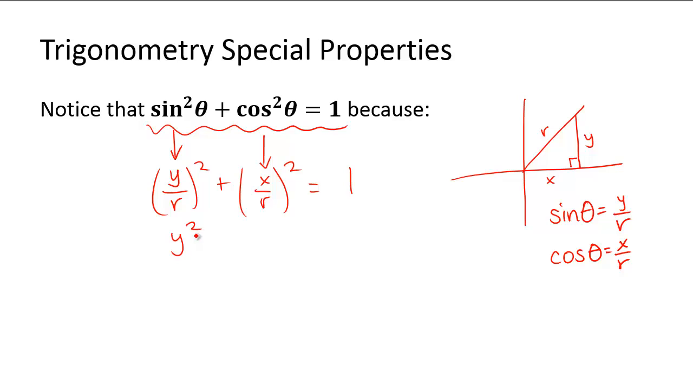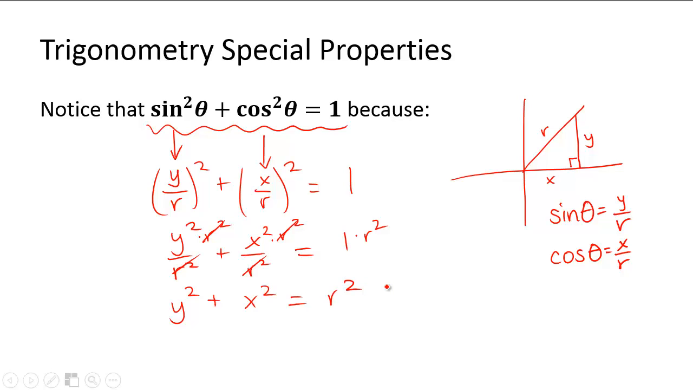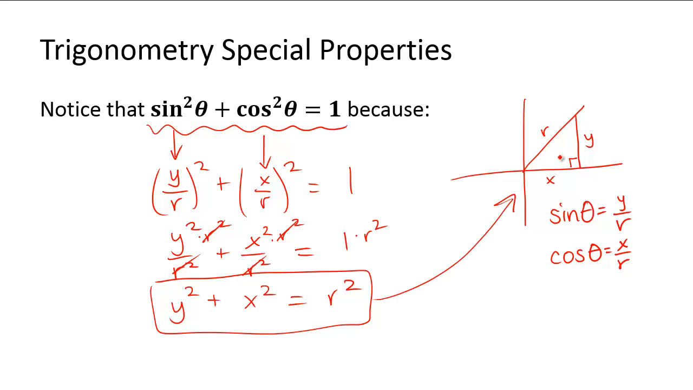This means that y squared over r squared plus x squared over r squared is 1. Well, let's get rid of this denominator and multiply everything by r squared, which will eliminate our denominator and leave us with y squared plus x squared equals r squared. And what does that imply? Well, isn't that just the Pythagorean theorem for this here? X squared plus y squared equals r squared.